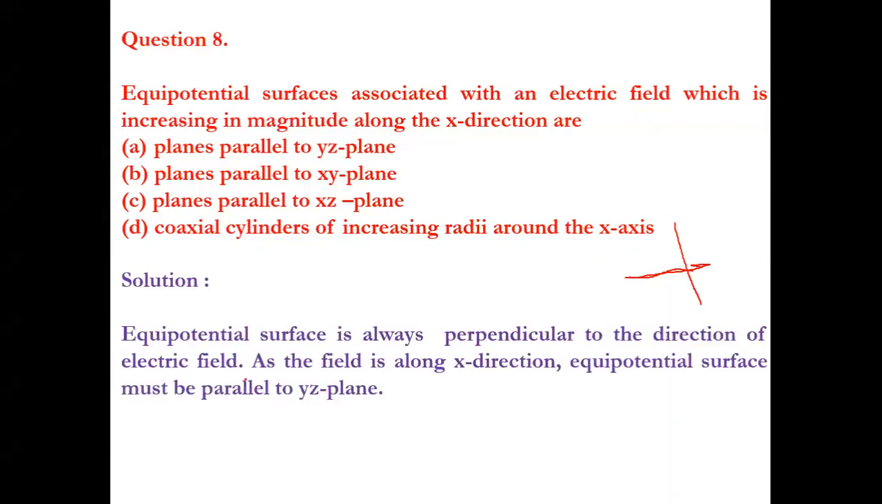See, equipotential surface is always perpendicular to the direction of electric field. So the field is along x direction. What is the plane which is perpendicular to x direction? That is yz plane. So yz plane, that is option A. So all planes parallel to yz plane. Okay, so the correct option is A, is the equipotential surface.